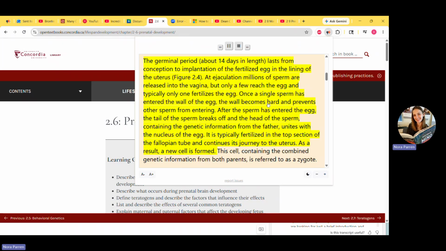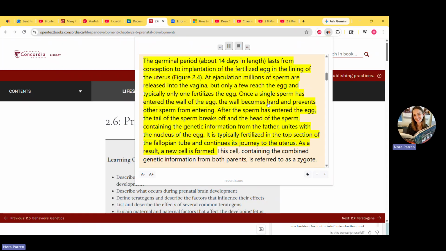At ejaculation, millions of sperm are released into the vagina, but only a few reach the egg and typically only one fertilizes the egg. Once a single sperm has entered the wall of the egg, the wall becomes hard and prevents other sperm from entering. After the sperm has entered the egg, the tail of the sperm breaks off and the head of the sperm, containing the genetic information from the father, unites with the nucleus of the egg.